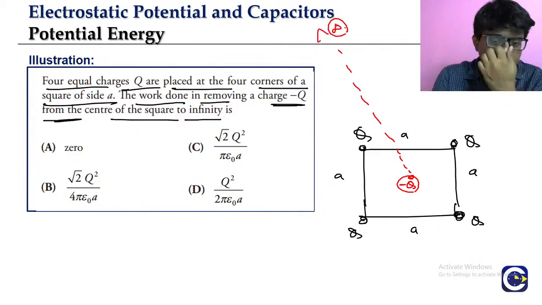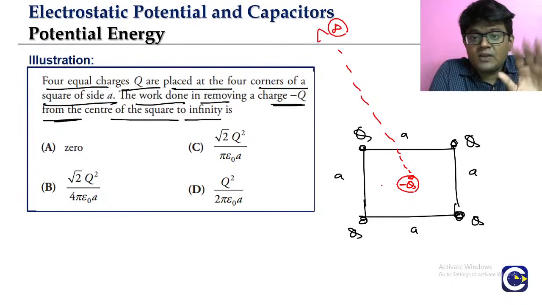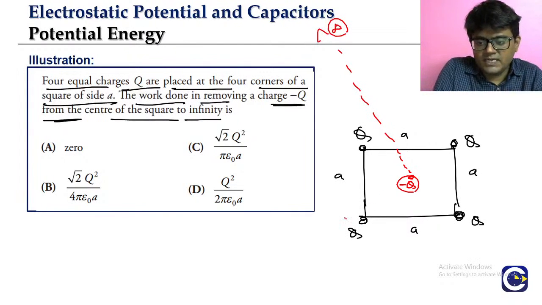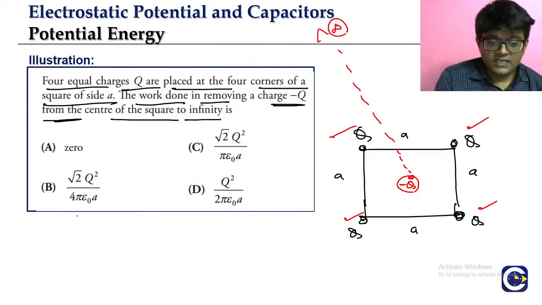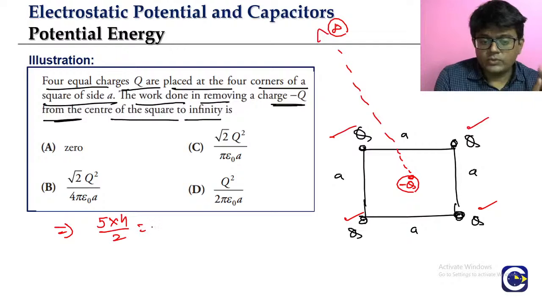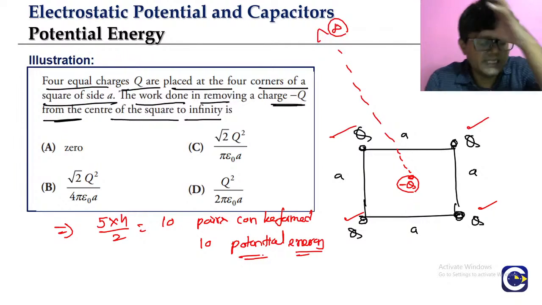See, totally how many charges are there? We have 5 charges, because there is a charge at each corner, and then at the center there is a minus Q. Totally 5 charges. Here we are going to get n into n minus 1 by 2, that is 5 into 4 by 2, totally 10 pairs can be formed, which means 10 potential energy terms will come.